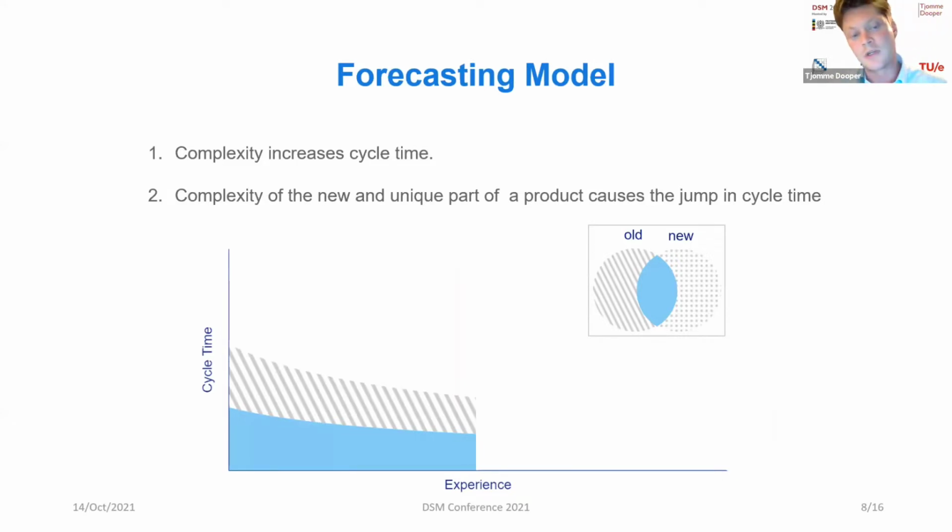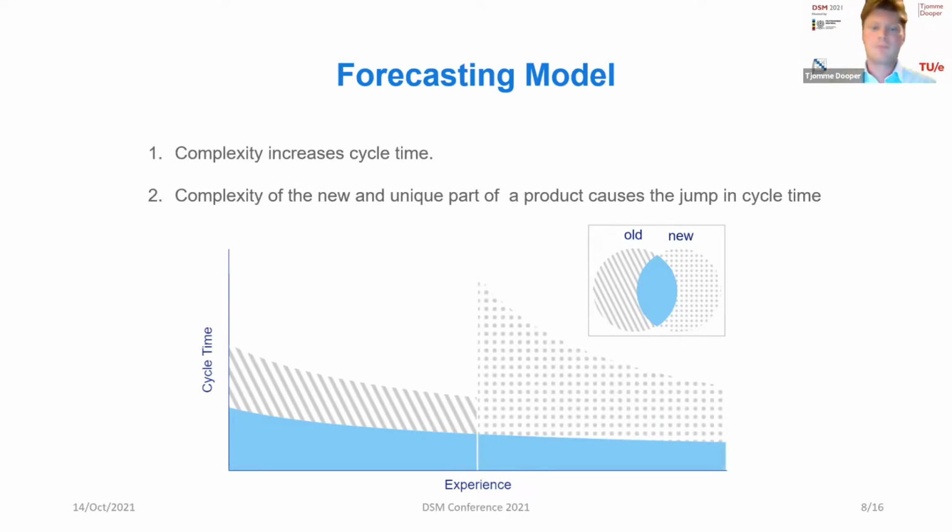So to illustrate, here you have cycle time for some product, a learning curve split up into 2 parts. One part is attributable to the common architecture between both the old and the new product, and the other part is attributable to only the unique part of the old product. Now, upon introducing a new product, the jump in cycle time is fully caused by this unique new part of the new product. So we can get an estimate of this jump by computing the complexity of this unique part of this new product.